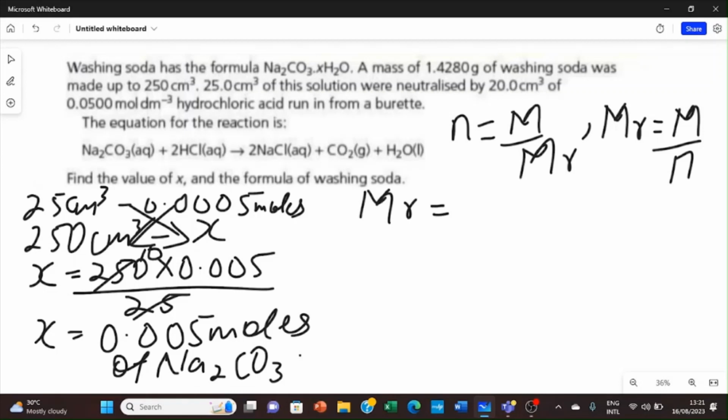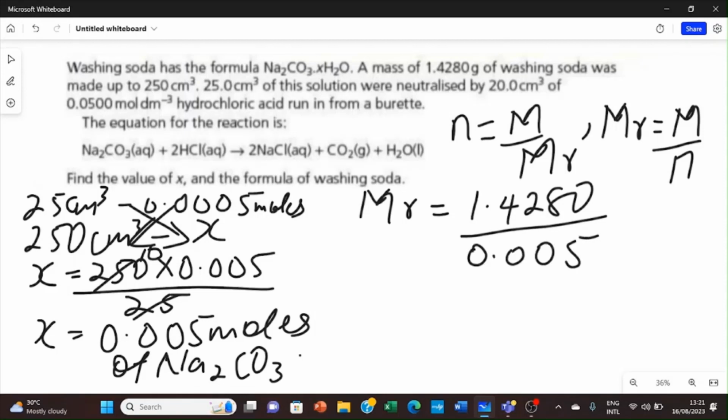So the molar mass will be equal to the mass, 1.4280, divided by the number of moles, which is 0.005. So I'm going to use my calculator. 1.4280 divided by 0.005 is equal to 285.6. So that is the molar mass of the washing soda.